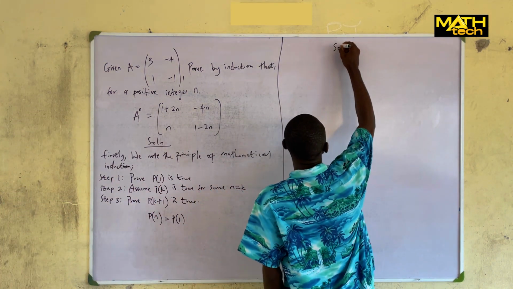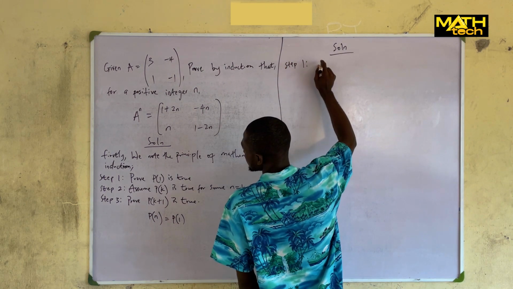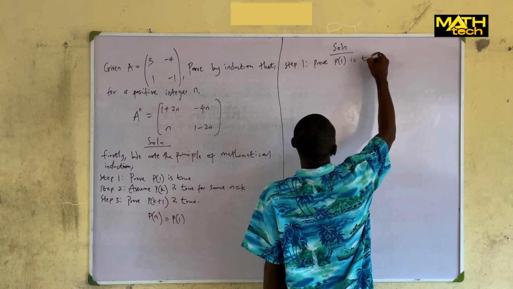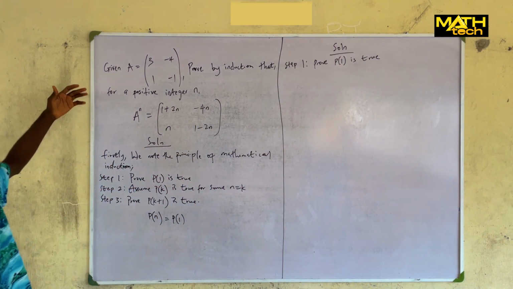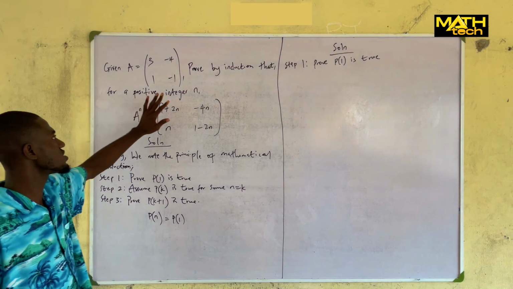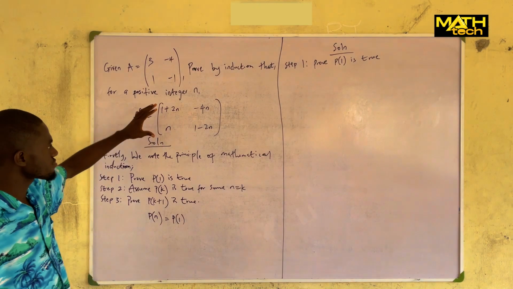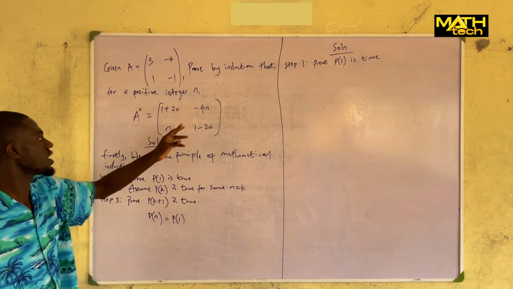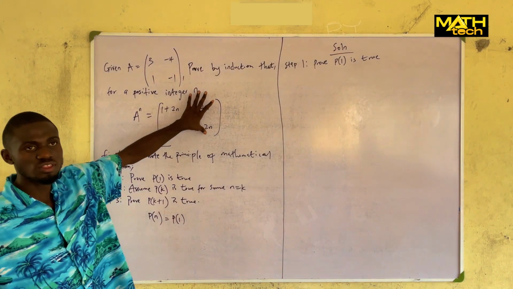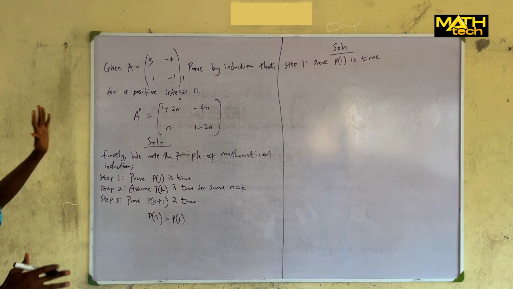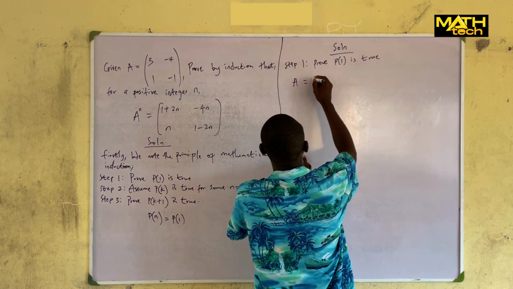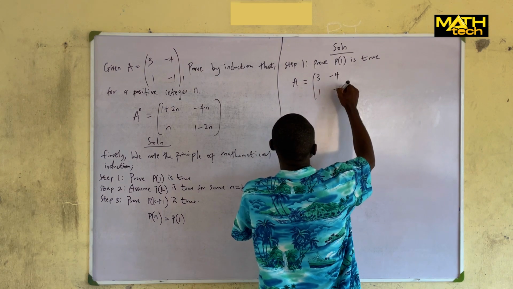So for step 1, to prove P of 1 is true. Going back to the question, given the matrix A, 3, -4, 1, -1, we are to prove by induction that for a positive integer n, the matrix A raised to the power n is equal to 1 plus 2n, -4n, n, and 1 minus 2n. The essence of the proof is to compare if the left-hand side is equal to the right-hand side. Don't forget that A is stated to be 3, -4, 1, -1.